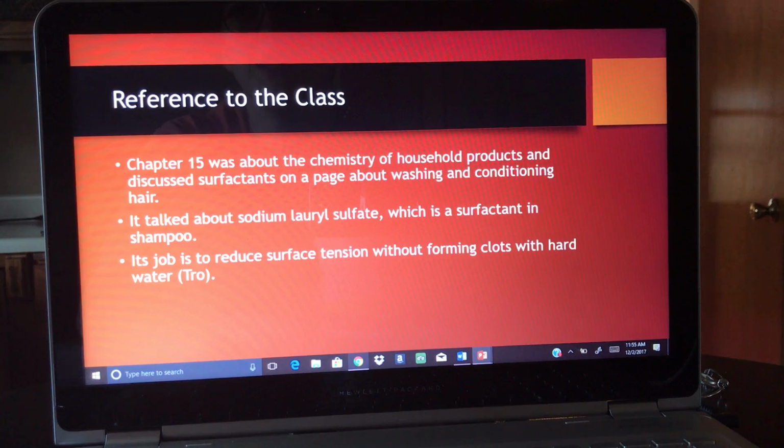Surfactants were discussed in this class in chapter 15, which was about the chemistry of household products, and there was a specific page about washing and conditioning hair where they discussed a lot about surfactants. It talked about sodium lauryl sulfate, which is a surfactant in shampoo, and its job is to reduce the surface tension, and it does this without forming clots with hard water.